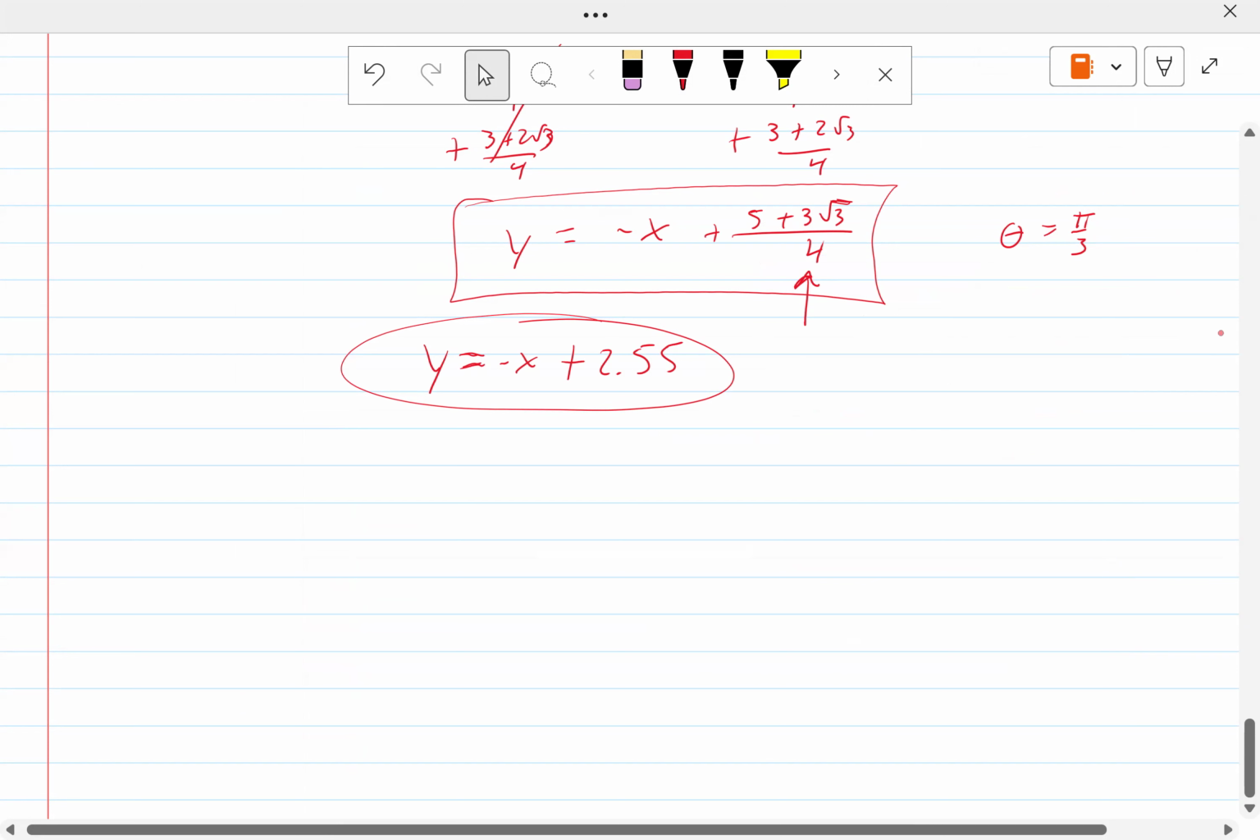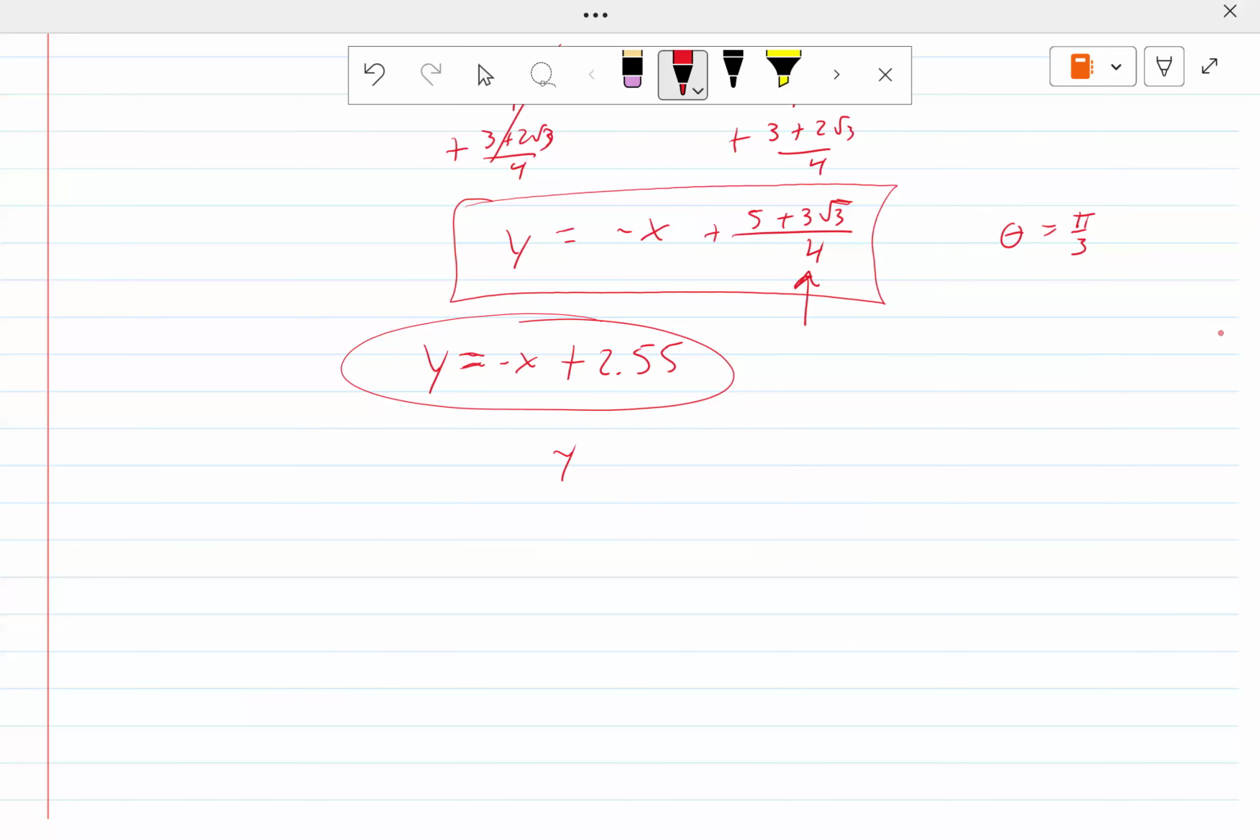What's the y-intercept? The y-intercept is 2.55. What's the x-intercept? Yeah, it's also 2.55. If I plug in 0 for y and I solve for x, I get positive 2.55. So I know that (0, 2.55) is a point on the line, and (2.55, 0) is also a point on the line.